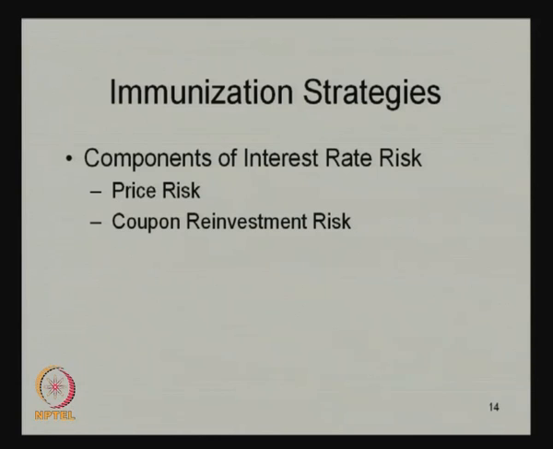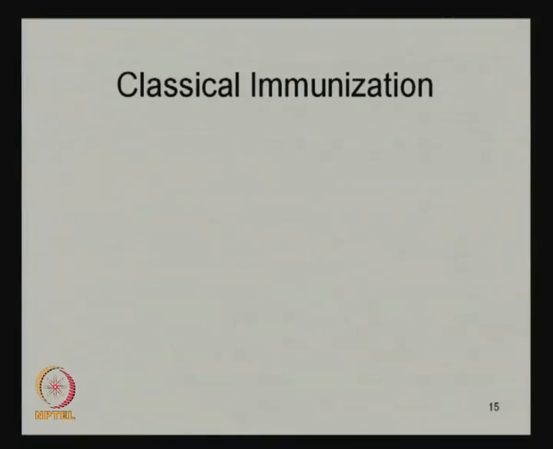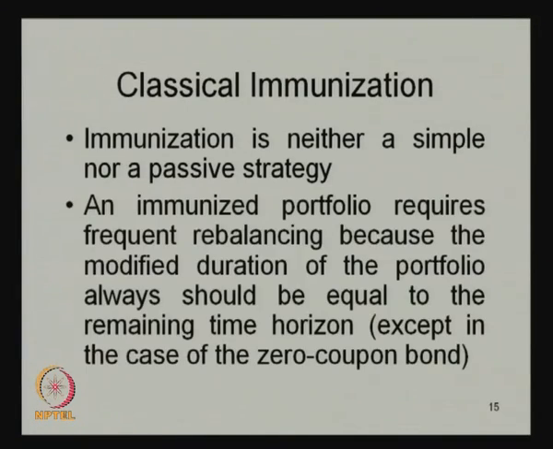So, how does the immunization strategy work? It basically works in two ways, by offsetting the price risk with the reinvestment risk. That means if the interest rate goes up, the value of the bond goes down, but the reinvestment opportunity will be more, and the return from the reinvestment of the coupons will be higher. That is why we should take the position in such a way that the price risk and the reinvestment risk are perfectly offset to each other. That is the concept that works in the immunization strategy, and we have the classical immunization.